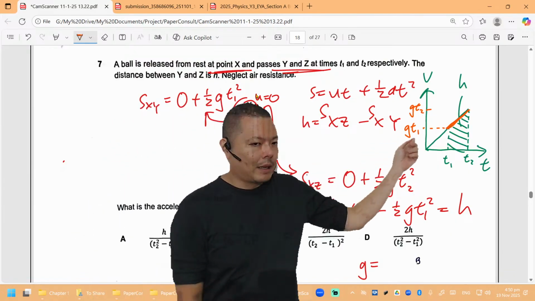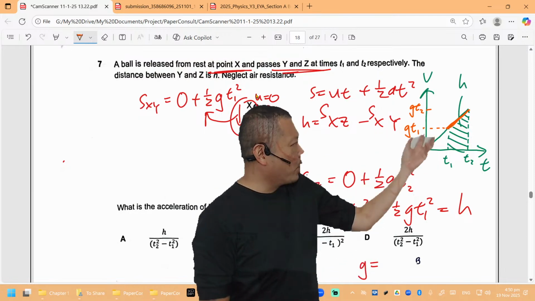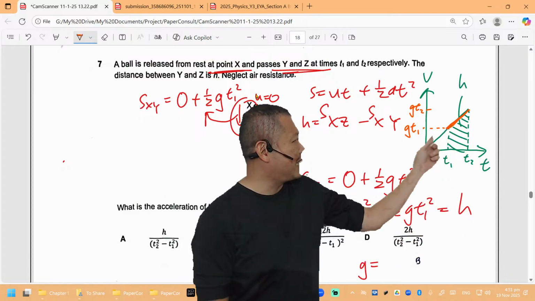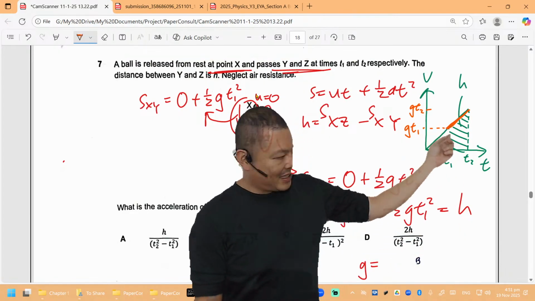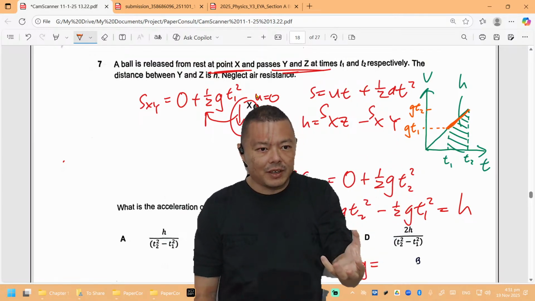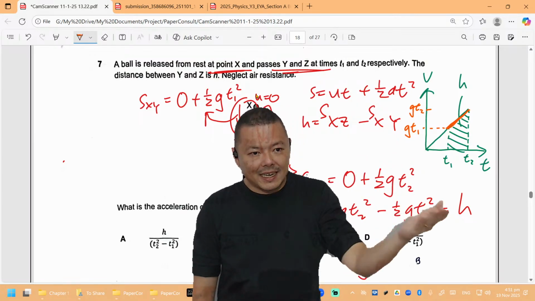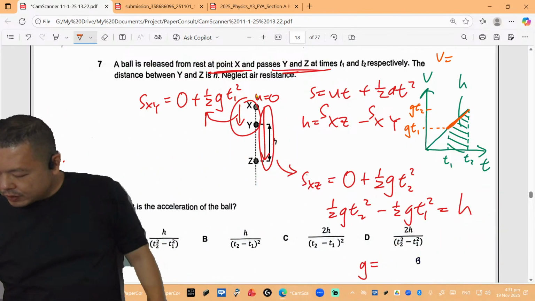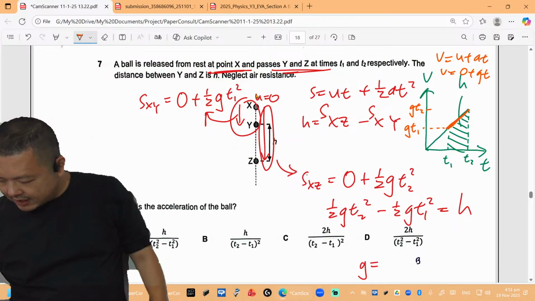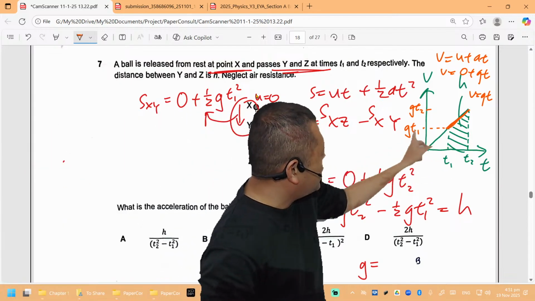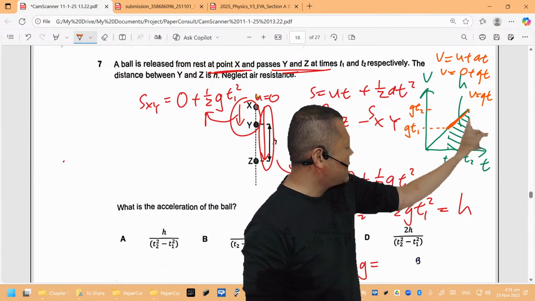No, but I mean it's like on its own. Like you take G and then you times T1 and then you take G times T2. That's actually the speed at T1 and that's the speed at T2 because it's accelerating with G, right? So V equals to U plus AT, V equals to GT. Right, you see? V equals to U plus AT, V equals to 0 plus GT, V equals to GT. That's why the speed at T1 is GT1, the speed at T2 is GT2.